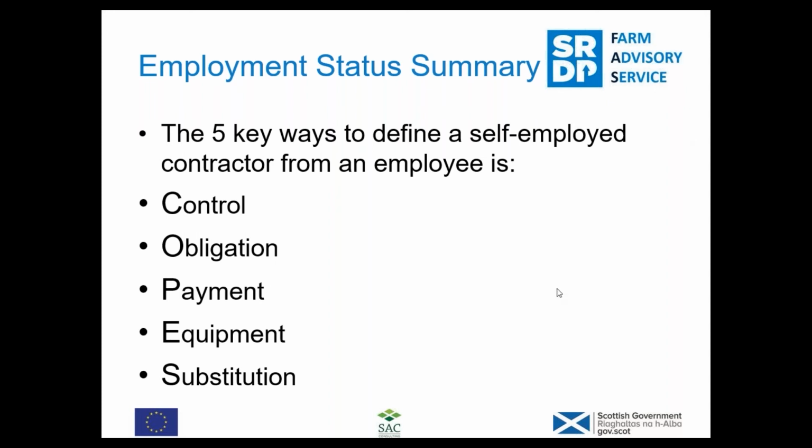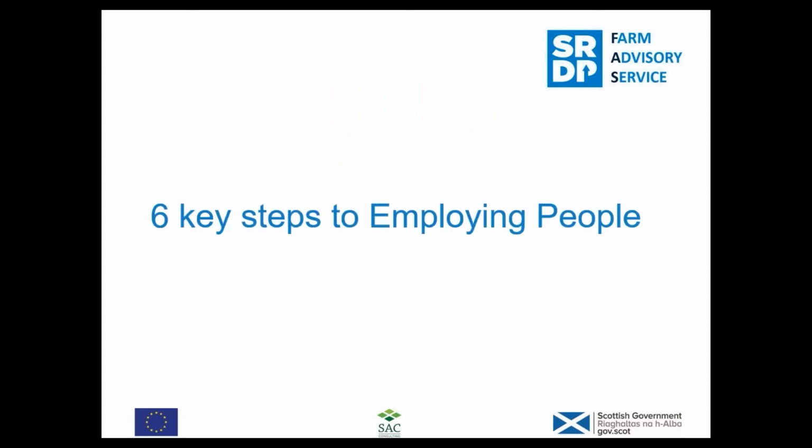Okay, well, we'll just keep moving on then. The next area we're going to look at is the 6 key steps to employing people. This is the flowchart process that I spoke about right back at the start, about what you would need to go through in order to put somebody on your payroll for the first time, or it can also be used as a checklist for those that are currently employing but want to check they have got everything in order.